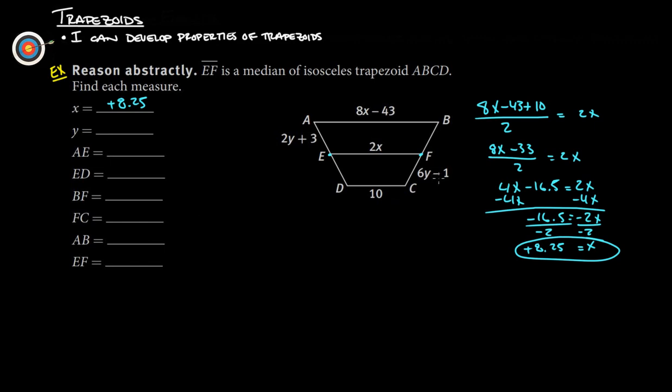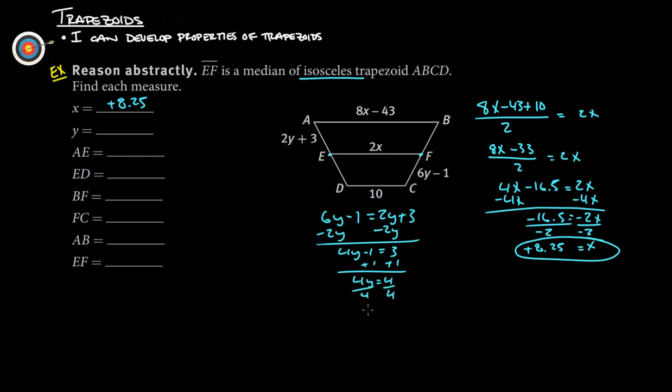Okay. Y, let's see. Since it's an isosceles trapezoid, this side's the same as that. Since these are the midpoints, that means that all these segments, AE, ED, BF, and FC, are all going to be congruent. So for y, we can say 6y minus 1 has to equal 2y plus 3. Now we just solve, right? Subtract 2y from both sides, and we get 4y minus 1 equals 3. Add 1 to both sides. 4y equals 4, divide by 4. And y is 1.